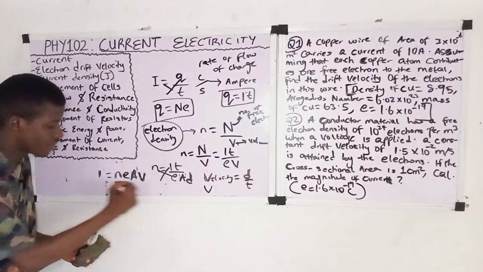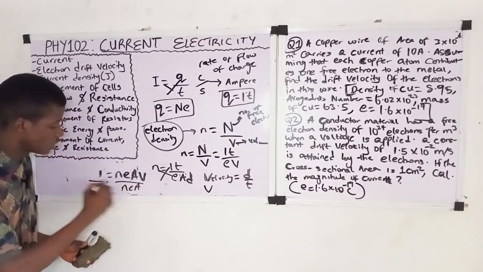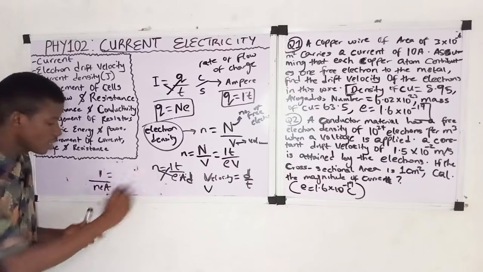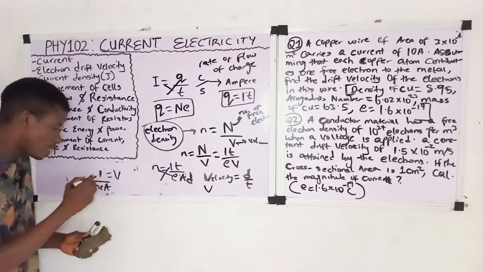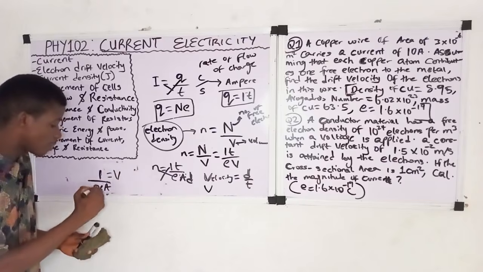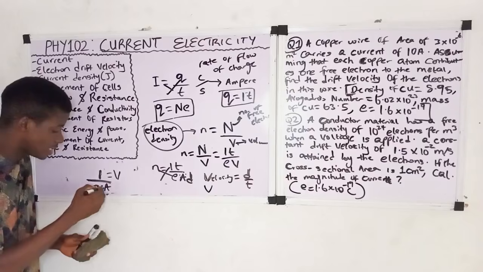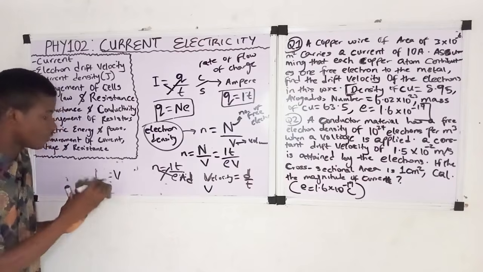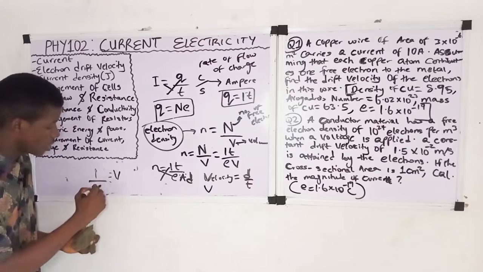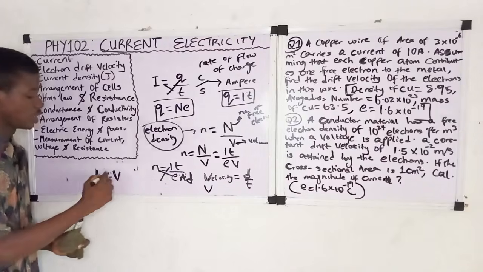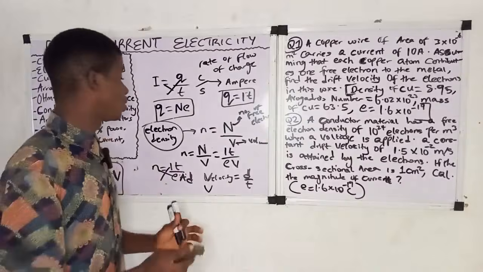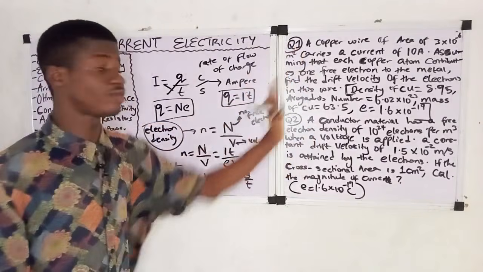Now, I want to make it stand alone by dividing both sides by nEA. So this one will cancel this. Therefore, electron drift velocity is equal to the current over what? Current passing through that conductor over the electron density times the charge of the electron times the area of the conductor. So this is the formula for electron drift velocity. Now let's use the formula to solve these two questions.